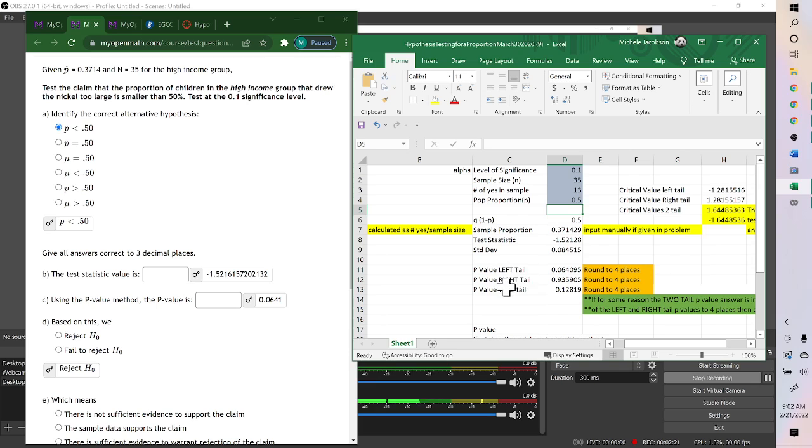And then the p-value, this is a left tail because it's less than. So for a left tail, 0.0641.